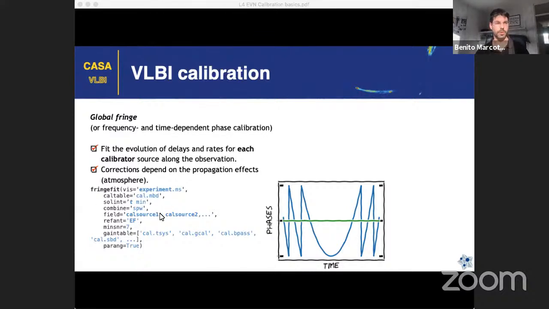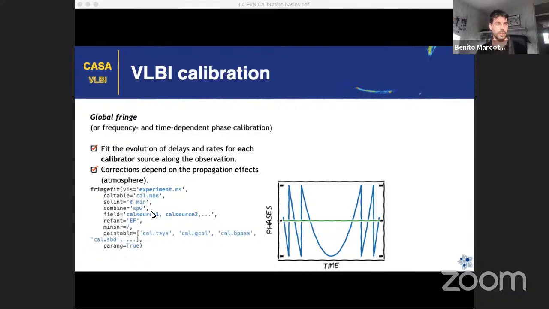And in terms of the frequencies, you may combine your whole bandwidth. So in that case, you are increasing the signal to noise. But in this case, of course, you need to guarantee that all the phases were continuous previously. So that was the motivation of the initial instrumental delay correction.